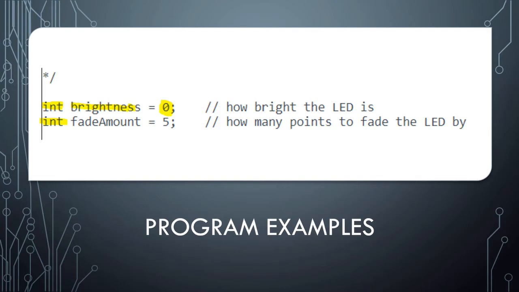And then the second value that we're going to specify is our fade amount. So how many points at a time we're going to fade the LED by, and that's going to be 5 points at a time. We could do it 1 point at a time if we wanted, but we're going to start out with fading in 5-point increments.